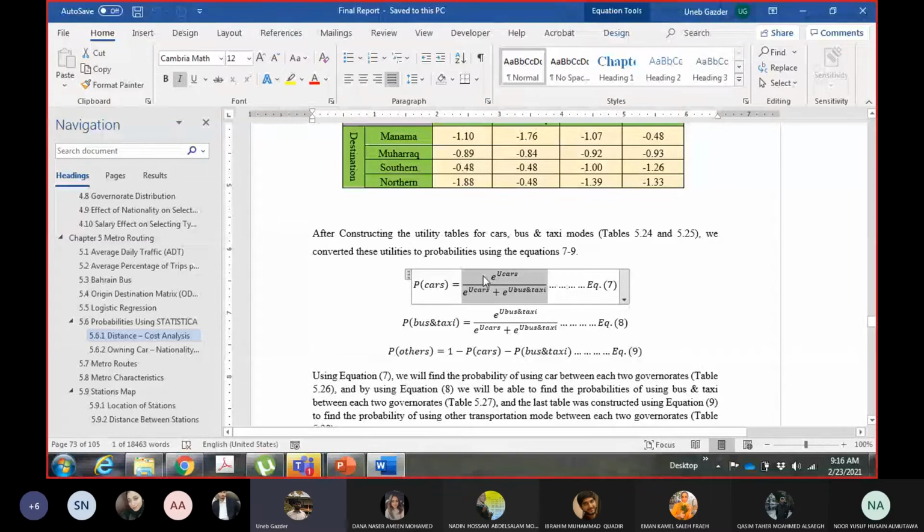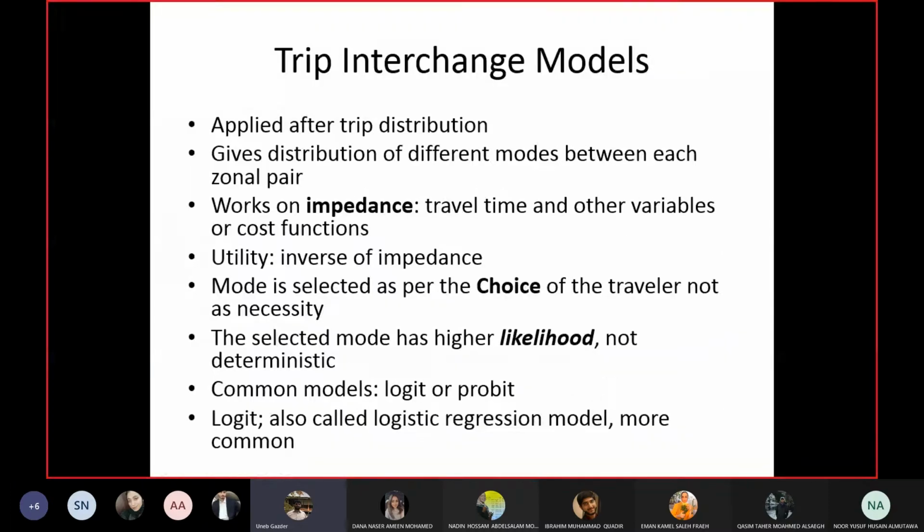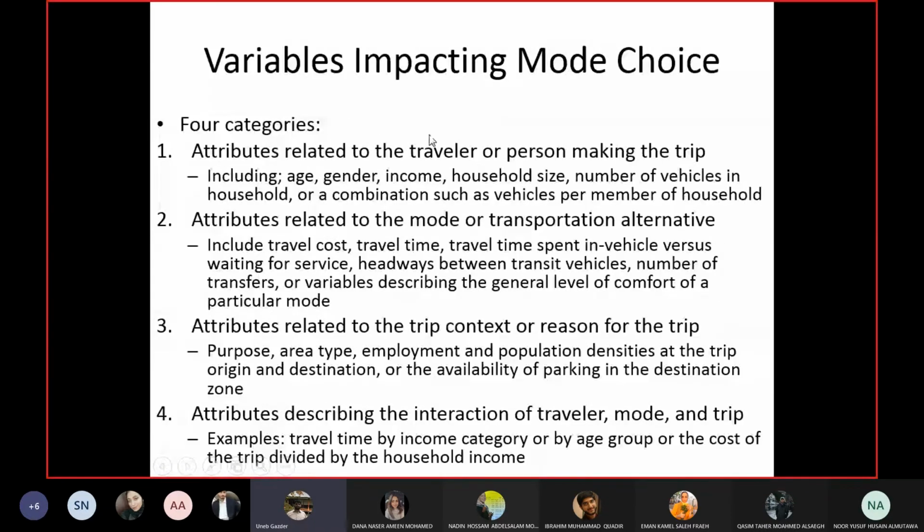So these are more common. Probit models are slightly more complicated. I have not used them, but if you want to search online, you will find them. Which factors can affect the mode choice? These are four categories of factors which can affect the mode choice.